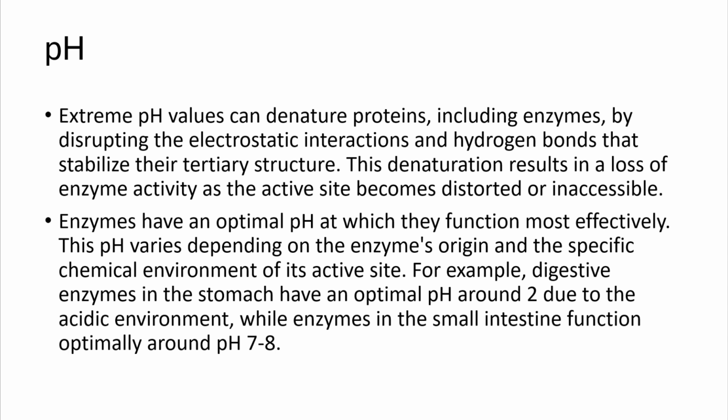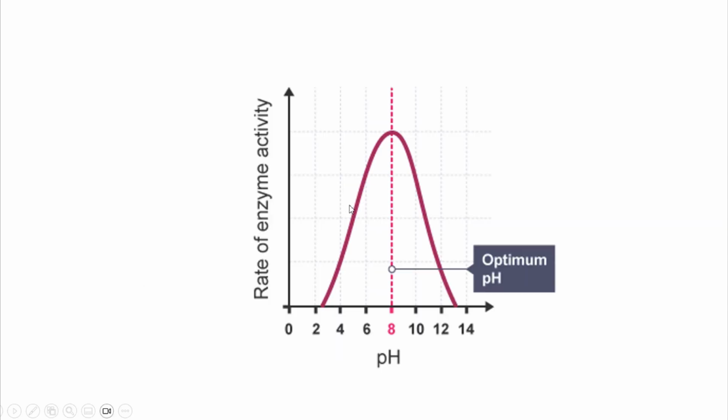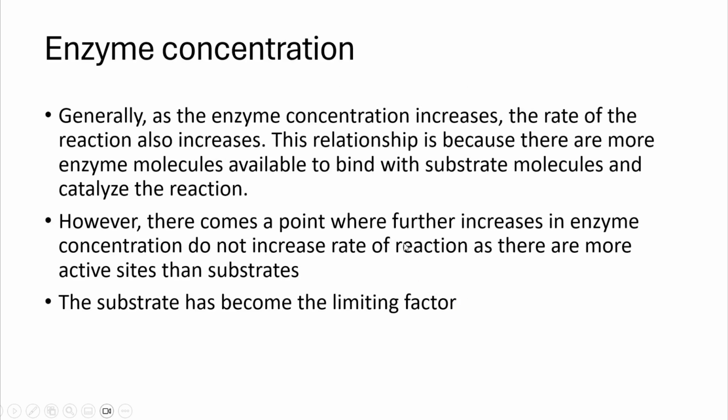This pH obviously depends on where the enzyme is. If it's in an acidic place like the stomach, it's going to be around 2. If it's not in the stomach, like the small intestine, it's going to be around 7 to 8. So it depends on where it's located. Let's say the optimum is at 8. Anything too low, too acidic, is going to denature because the hydrogens are going to interfere with it. And anything too high is also going to denature.